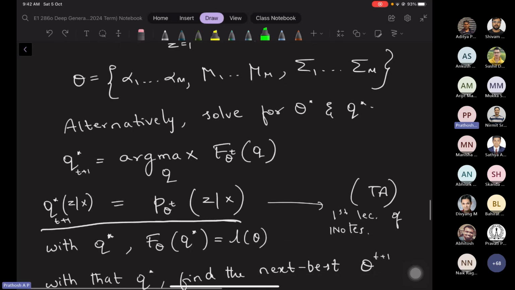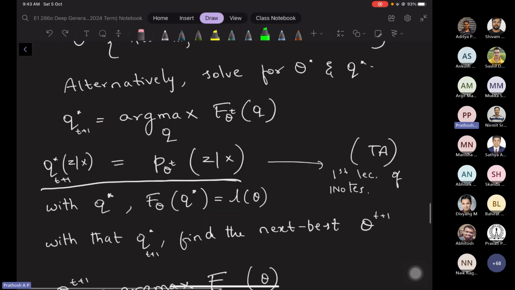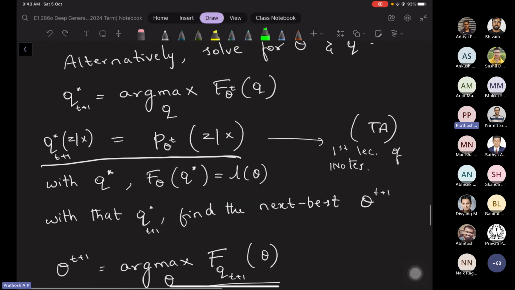Now, what do we do? We want to solve that optimization problem with respect to theta and q, right? How do we do it? We do it alternately. First, we solve for theta, assuming that q is known, and then we solve for q, assuming that theta is known.